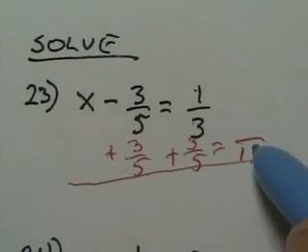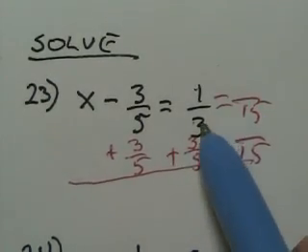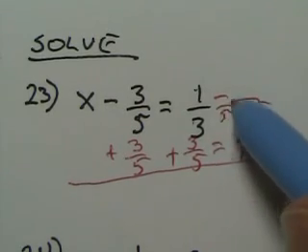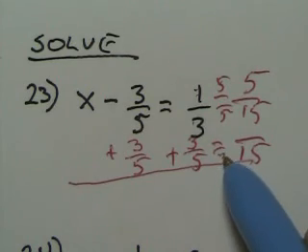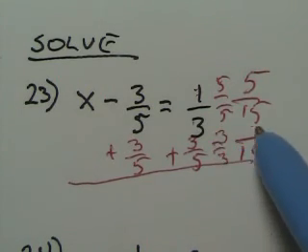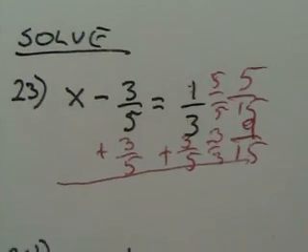So the common denominator is 15. 3 times 5 is 15. So that 1 times 5 is 5. 5 times 3 is 15. So 3 times 3 is 9. Hope you can read that. Let's make it a little bit larger.